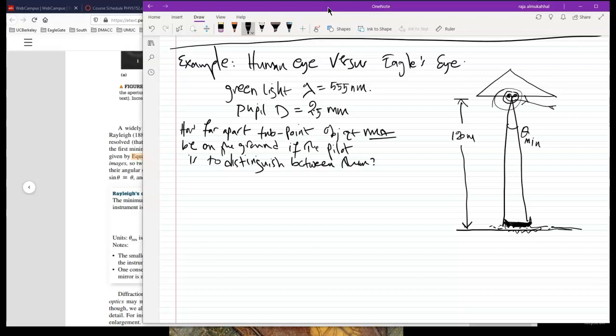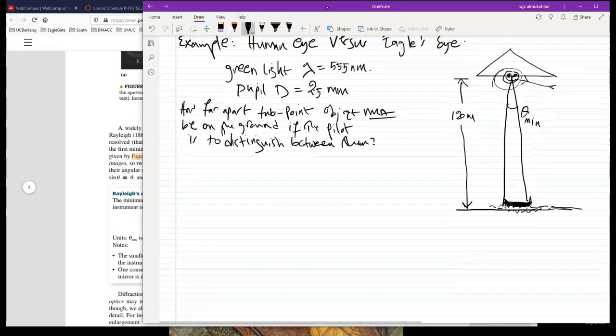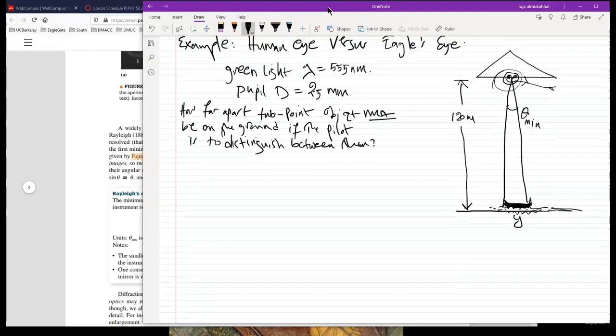And we're going to call this width, I'm just going to stick with the book. He calls it y. So we're going to call that y. And then this one is S. This is really what he's looking for, this y. We don't know theta min. Well, we know that theta min is equal to what?